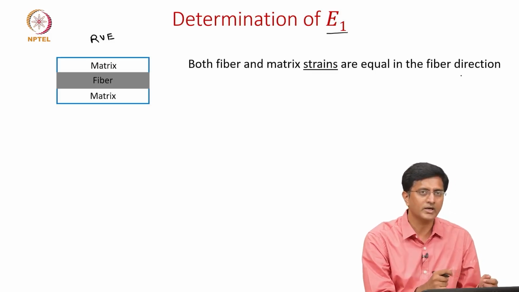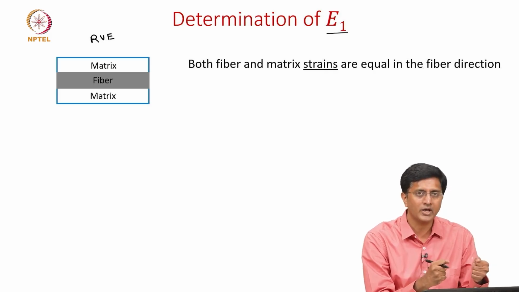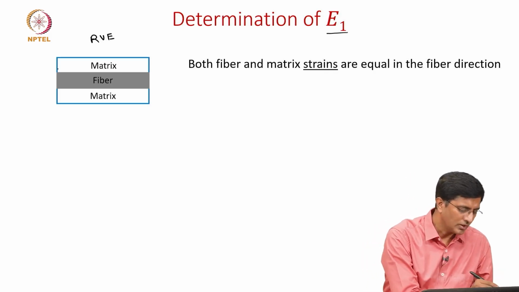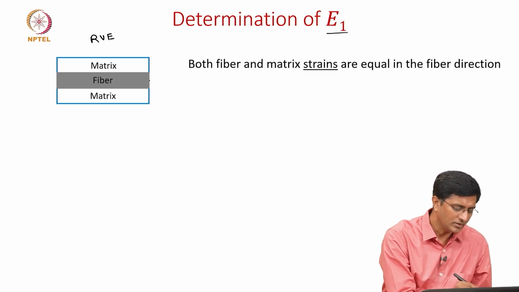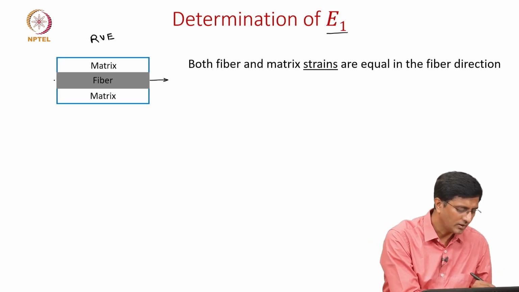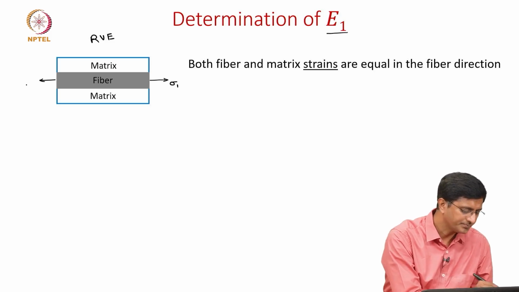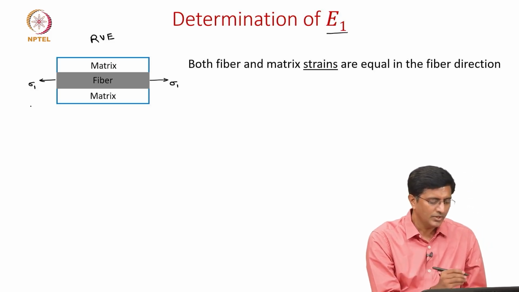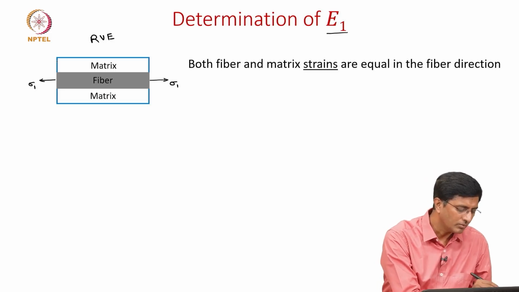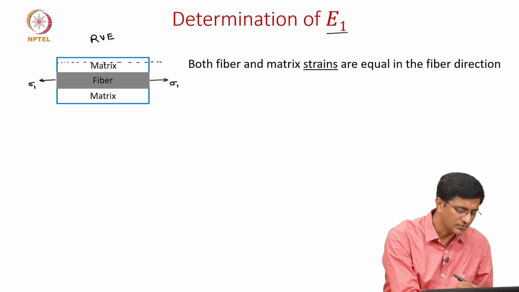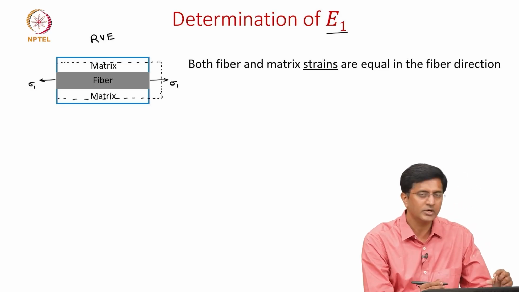So here we are looking at the loading happening along the fiber direction. So let's say if this is the RVE and this is the load applied in direction 1, sigma 1. Then this composite is expected to deform in so and so fashion. So we expect, since we are applying a tensile load, it will increase in the length, but in the transverse direction there will be decrease.